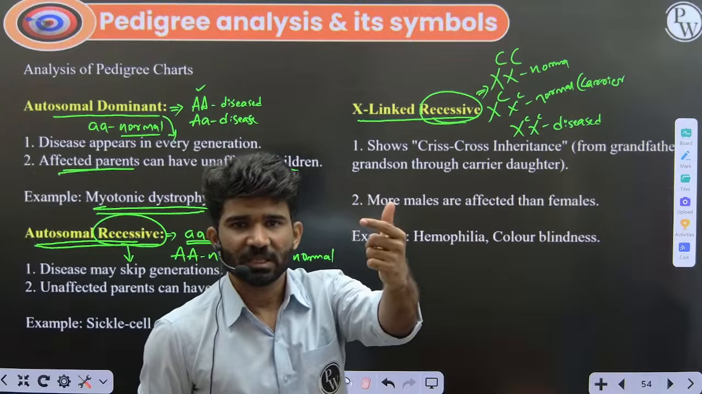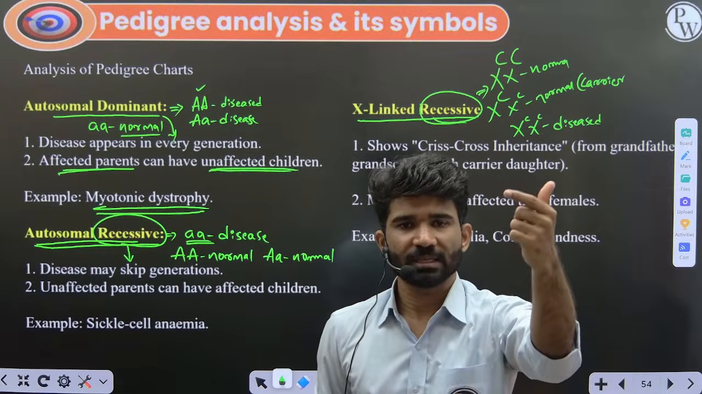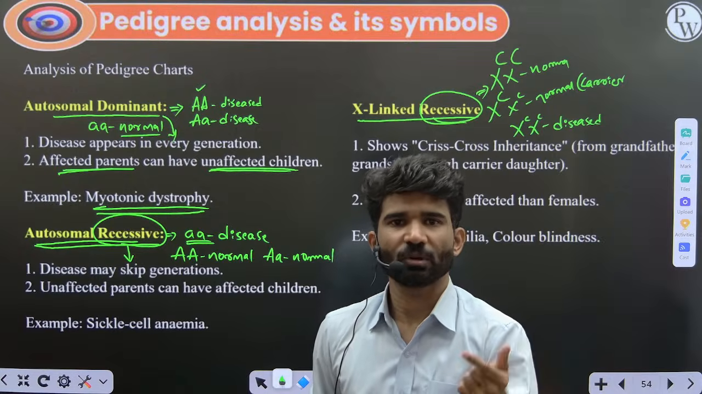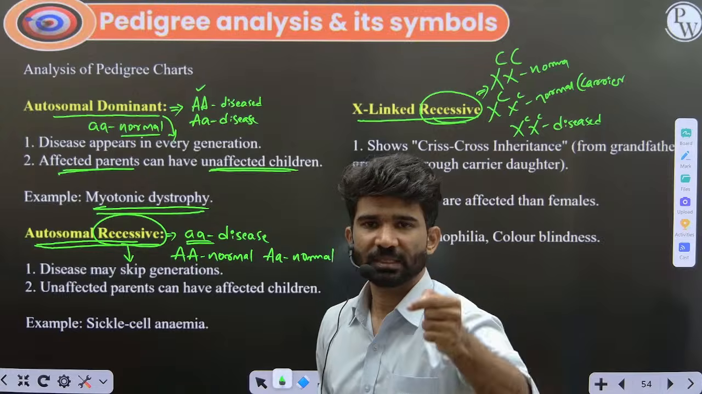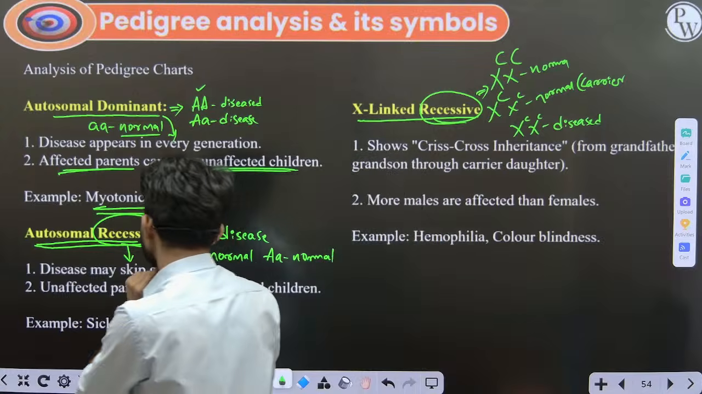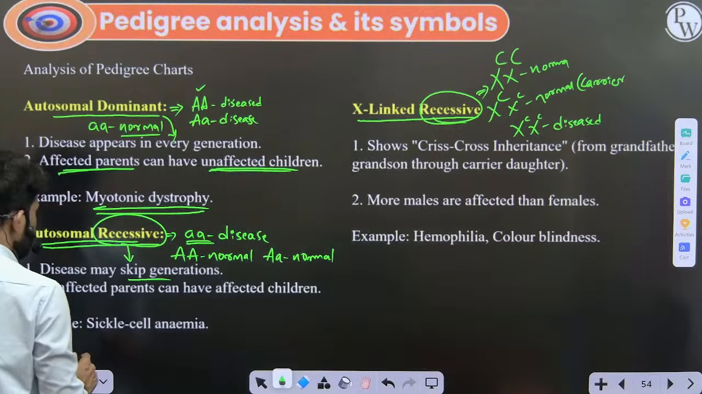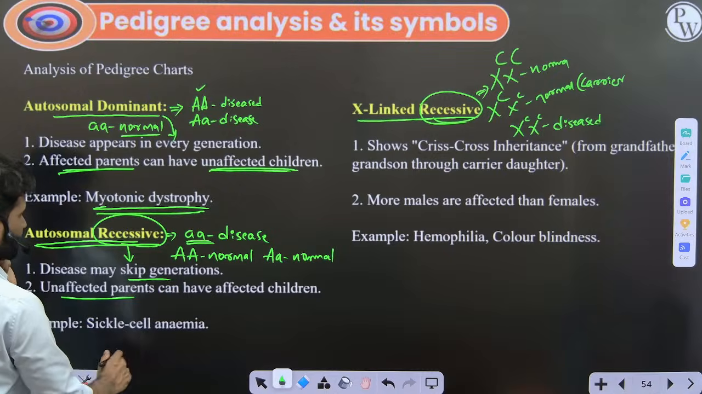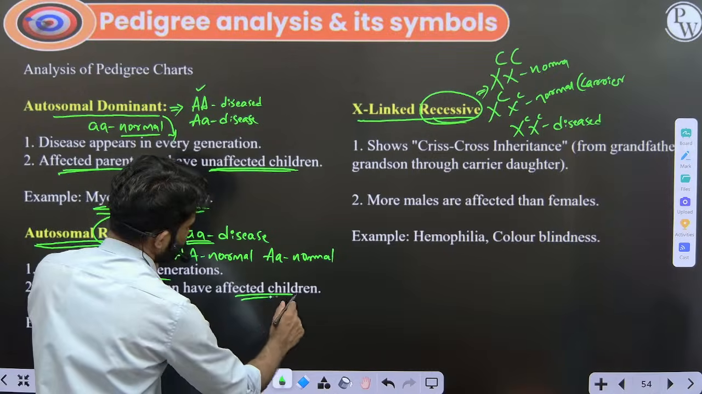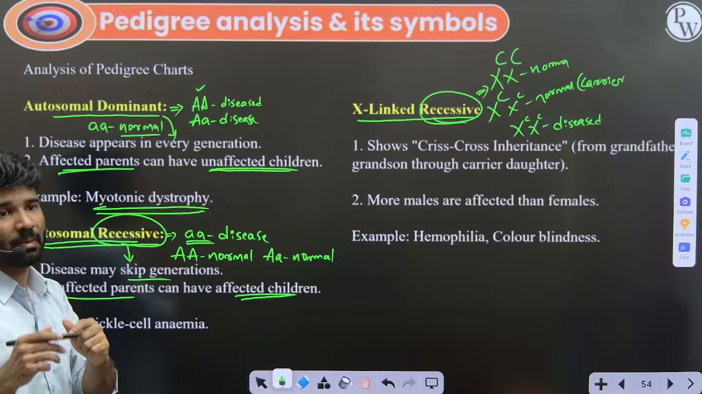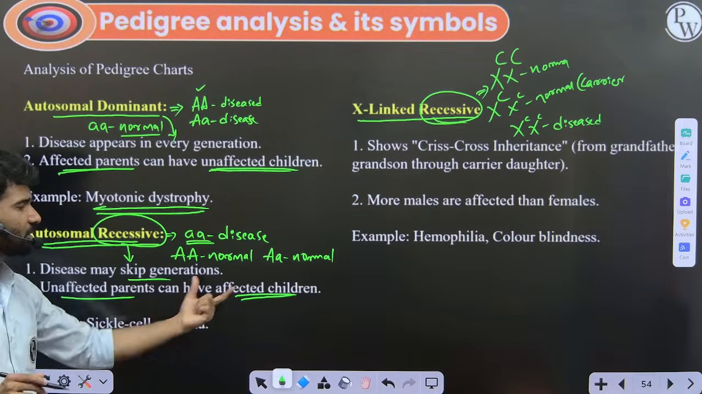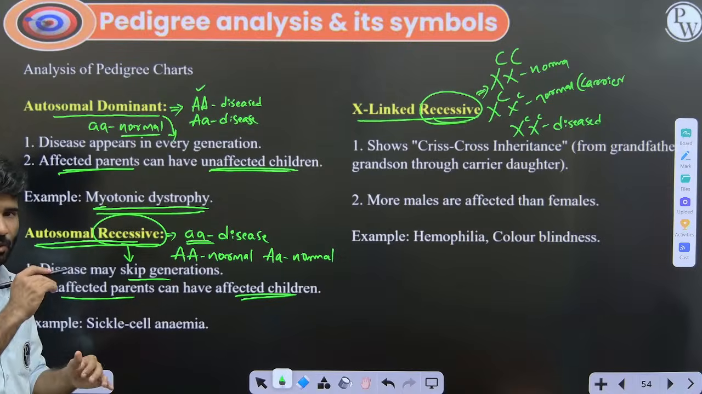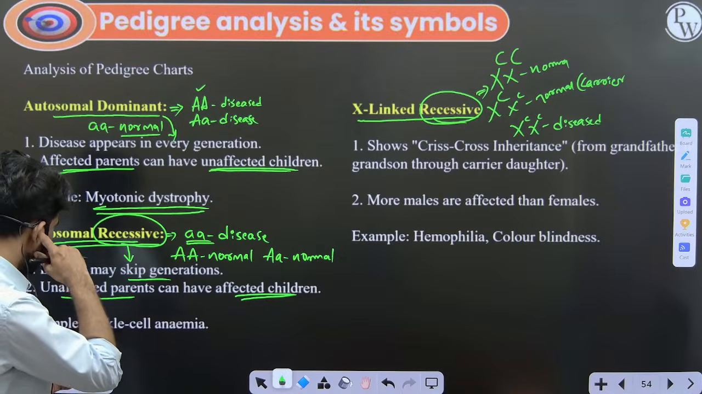In the parent generation, it may not be there. If it is in the parent generation, in the daughter generation it will not be there. They skip the generation. The affected individual is not present in every generation, and unaffected parents have affected children. Means they might be carriers. So unaffected parents can have affected children due to the presence of the allele.